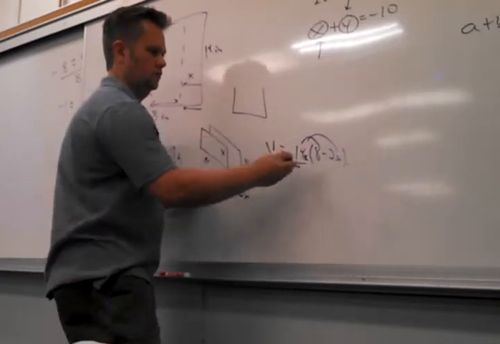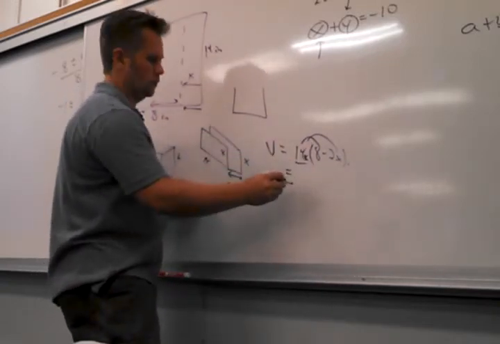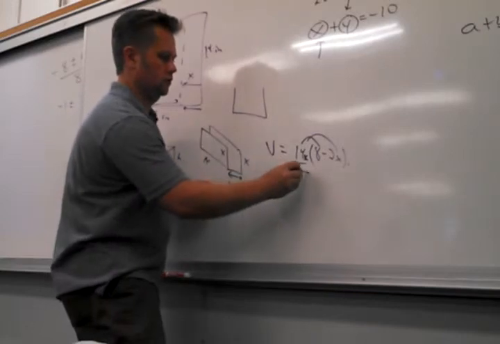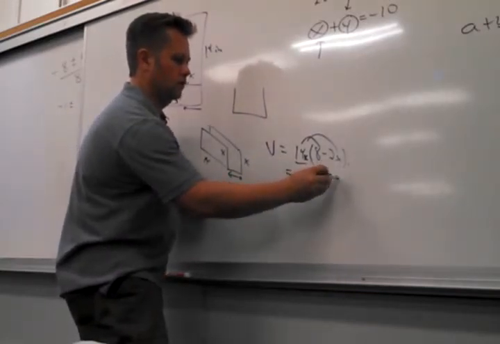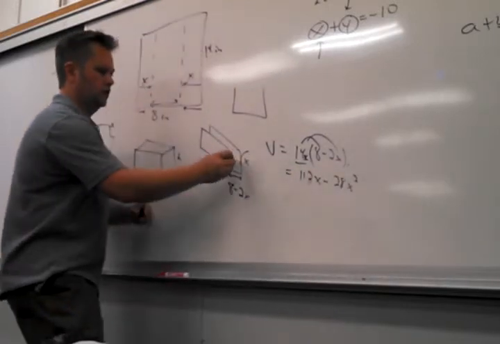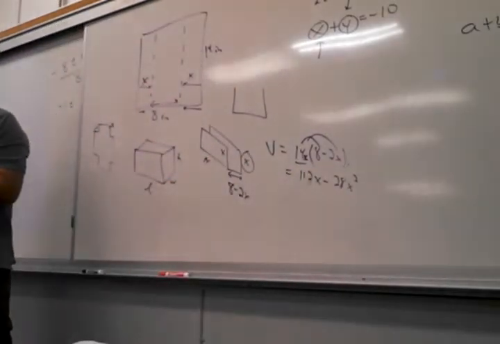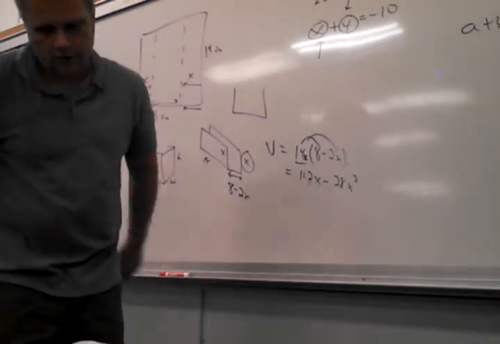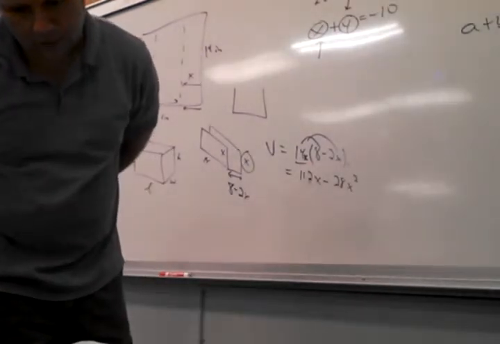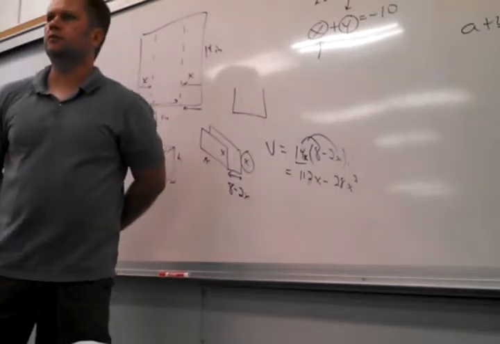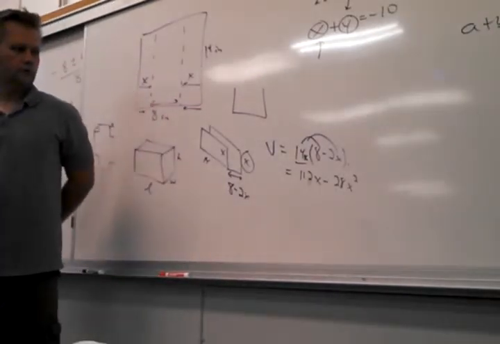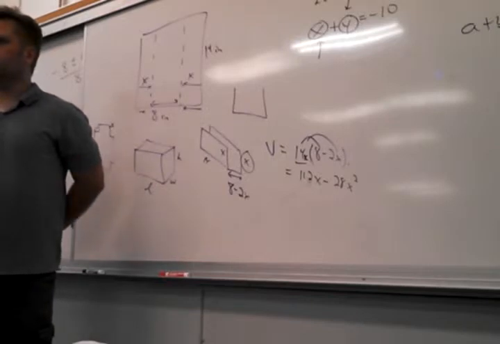For the height, it'd be 112x minus 20x squared, over 2a. Because it's asking how tall, it'd be the height, and x is the height. So once you solve for x, you're done, because that's all they ask for: how tall it should be in order to maximize. So your negative b over 2a, and you're done.